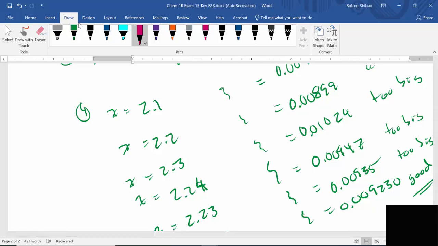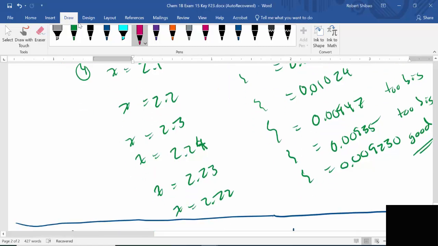I went 2.24, but kind of in the middle because it's not totally linear. So at 2.24, I get 0.0947. It's too big. So then I went to 2.23, which gave me 0.00935. That's still too big, but I'm very close now. Because I need 9.2, not 9.3 and 9.4. And then this just happened to work out lucky. Sometimes it's not so lucky.